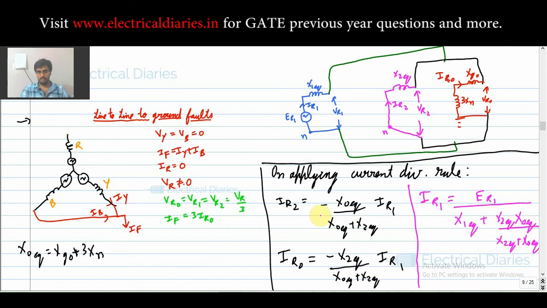In the LLG fault, if they ask for negative sequence current or positive sequence current, you have to use these formulas. And if they ask for the fault current, then IF is equal to 3 IR0, which you have already calculated. That is how you need to solve questions regarding the LLG fault. This will help you solve almost every question, and this understanding is enough.